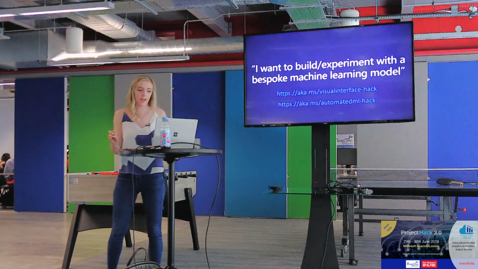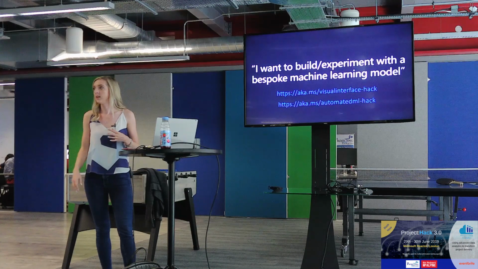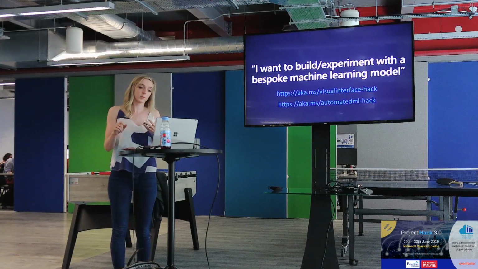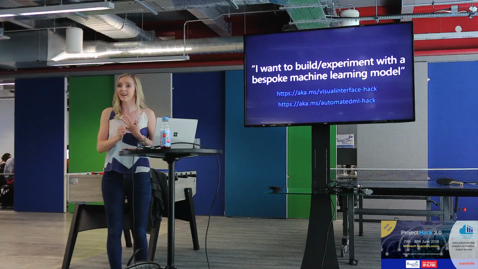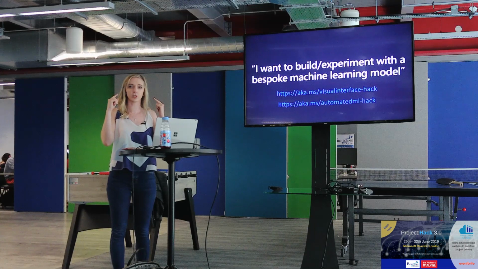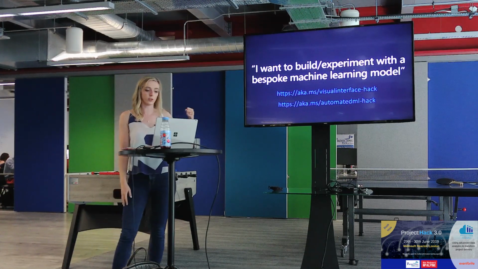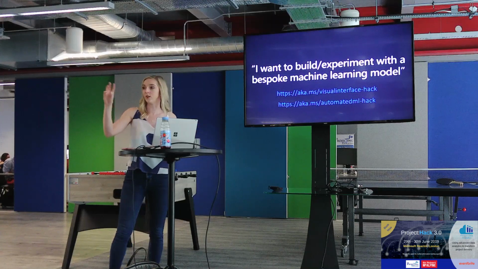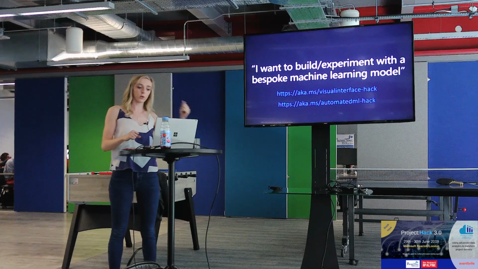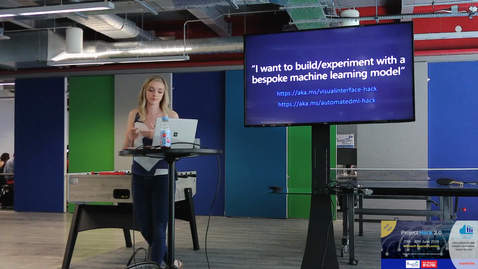So what did we have there? I want to build an experiment with my bespoke machine learning models. I want to know what the algorithms are. I want to build out that experiment myself. But I also want to do it quickly and potentially just visually if it makes it easier, and actually ask the question more of my data than I do of my code. So if you go to Visual Interface-Hack for the GUI where you click and drag items and connect them, or go to Automated ML-Hack to learn more about that process as well.